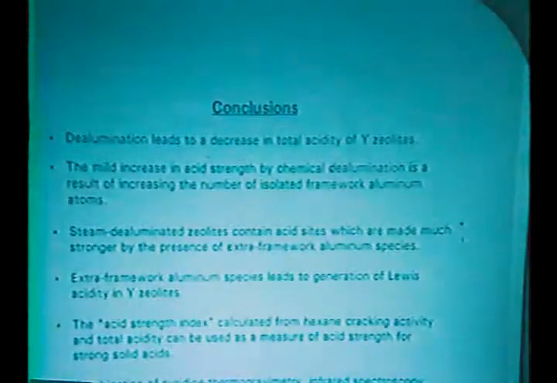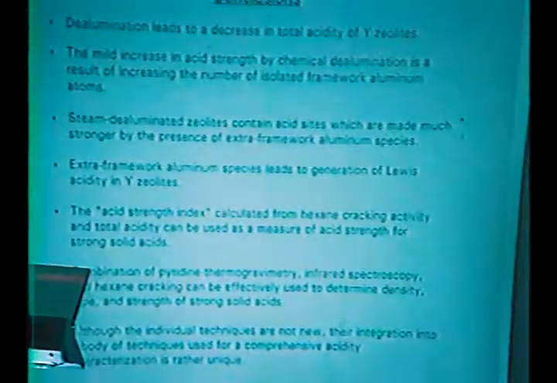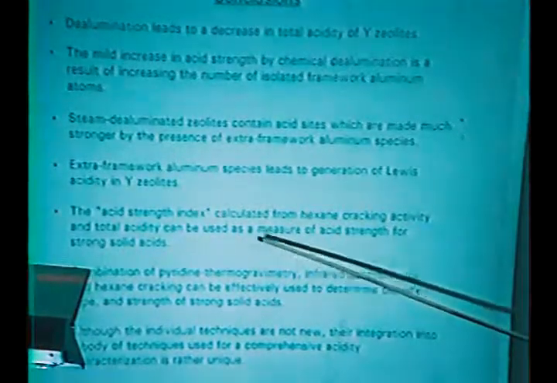So with that, I'd like to conclude. We found that dealumination leads to a decrease in total acidity, which is not surprising. A mild increase in acid strength is achieved by chemical dealumination, which is really a direct result of isolating those aluminum tetrahedral sites. But you really increase the strength when you introduce extra framework aluminum, and those are associated with Lewis acidity.